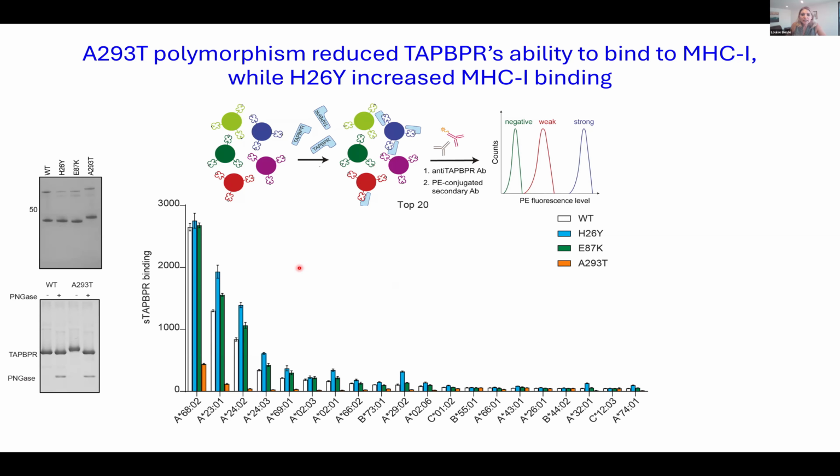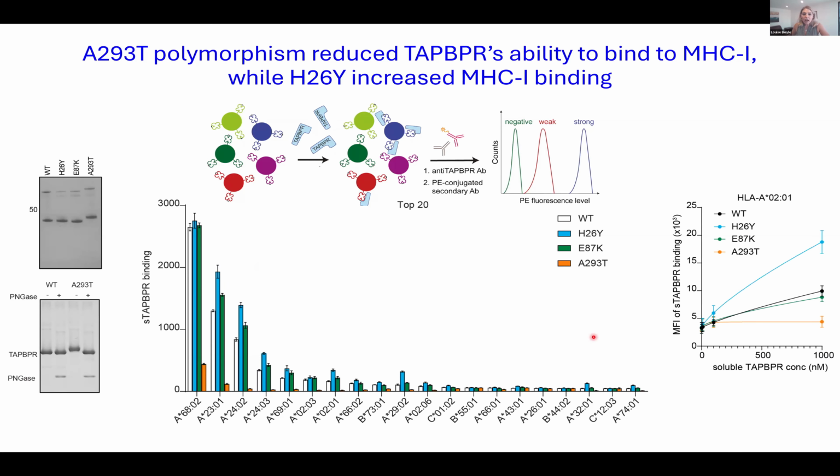In contrast, the H26Y mutant in that loop region seemed to show increased binding to a variety of different MHC class 1 molecules, shown here in the blue bar. So this suggested that this H26Y was exhibiting increased binding compared to the wild-type TAPBPR. And we went on to confirm these results using cell-based assays, and this confirmed that the A293T variant had a very reduced ability to bind to MHC class 1 molecules, whereas the H26Y variant exhibited increased binding to MHC class 1 compared to wild-type TAPBPR.